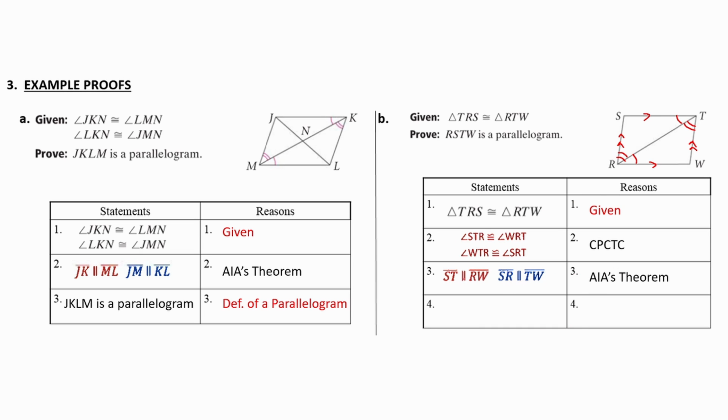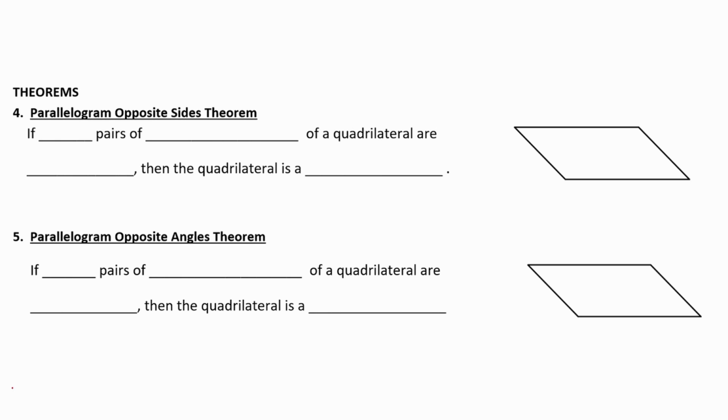SR and TW are parallel, and ST and RW are parallel by the alternate interior angles theorem, or converse in this case. And again, we have a situation where, by definition, when we have these two pairs of opposite sides, we have a parallelogram. So RSTW is a parallelogram by the definition of a parallelogram. Next, we're going to walk through a few of the theorems that we can use.